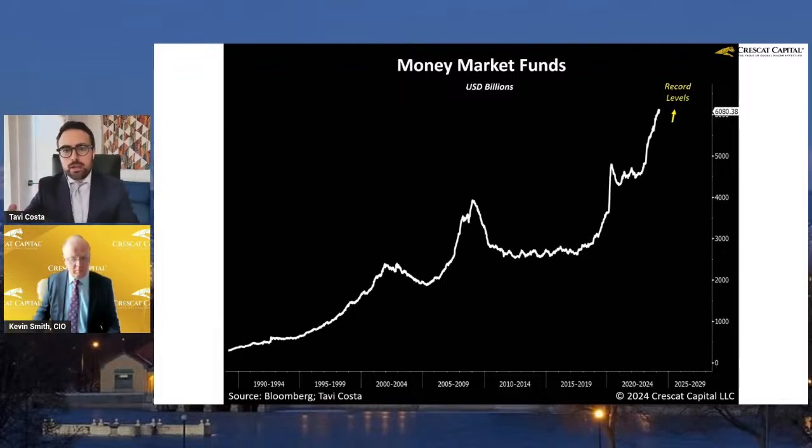So, Tavi, why are you bearish on NASDAQ and S&P 500? Or Kevin, why are you bearish? Because there's so much money on the sidelines. Well, like anything else in markets, I don't think we should ever be looking at things in nominal terms. Let's go to the next chart.